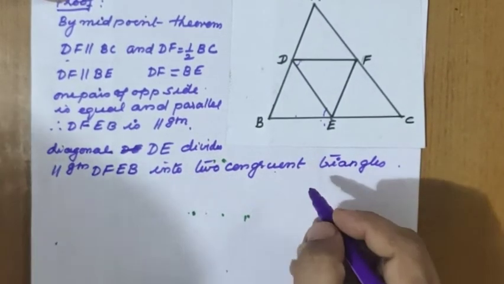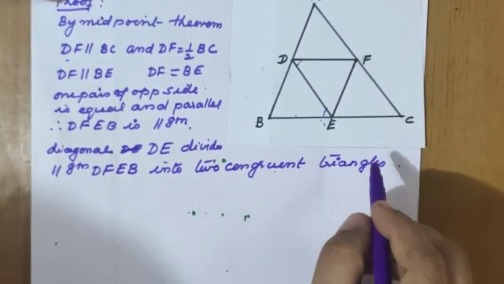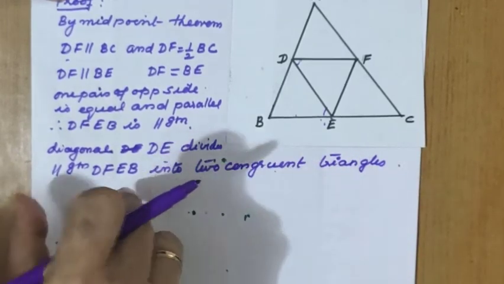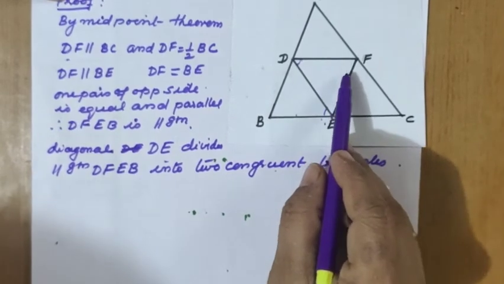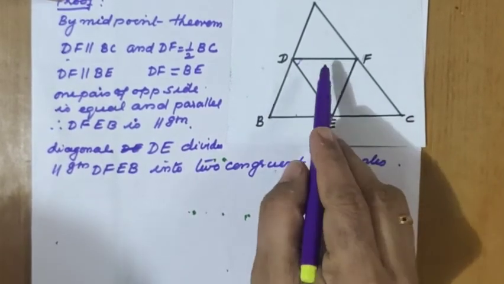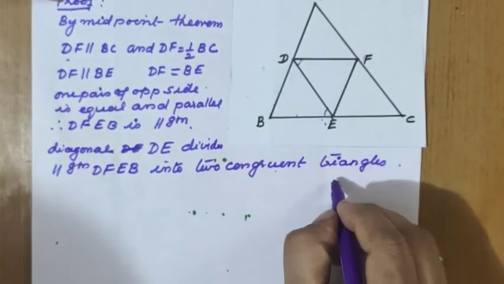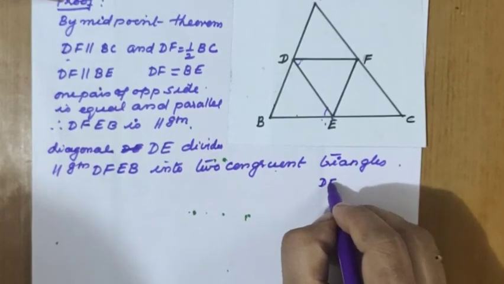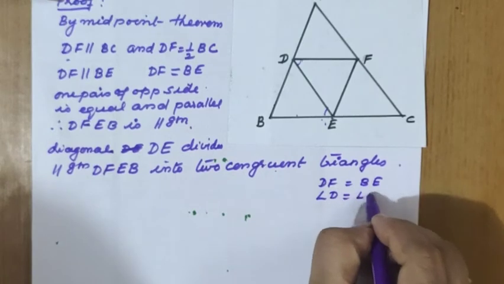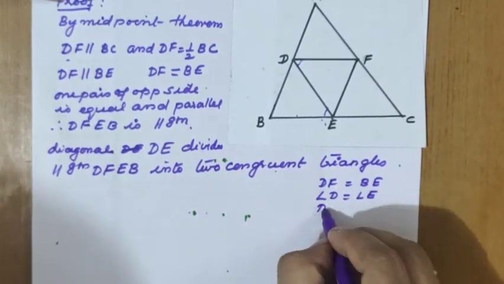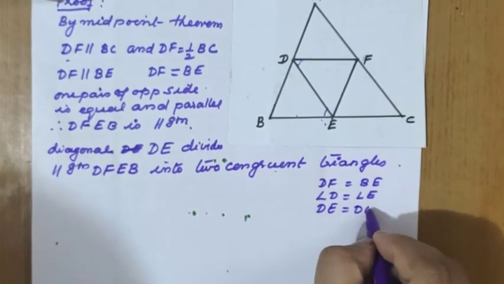So which is the rule means, let us see the rough work here. This is not required for the proof here. For making you clear, this one I'll write, because it's a parallelogram we already proved. So we can take that DF equal to BE, and angle D equal to angle E, and DE equal to DE.